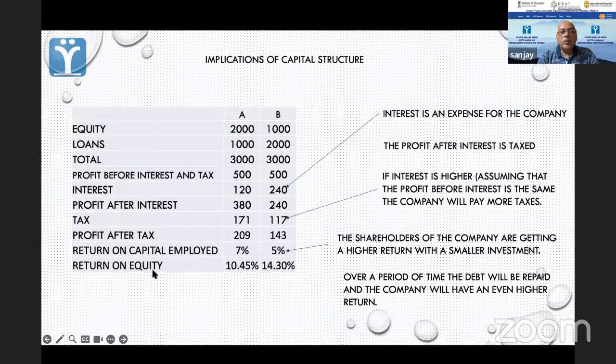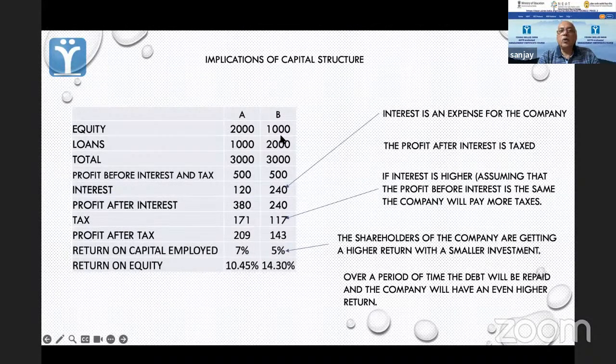But the return on equity, see, the promoters, what did they put in? They put in 2,000 crores here. They put 1,000 crores here. This group of promoters, which had put in 2,000 crores in company A, what is the amount they have earned on their equity on this 2,000? They have earned 209 crores. In percentage terms, that means they have earned 10.45%.